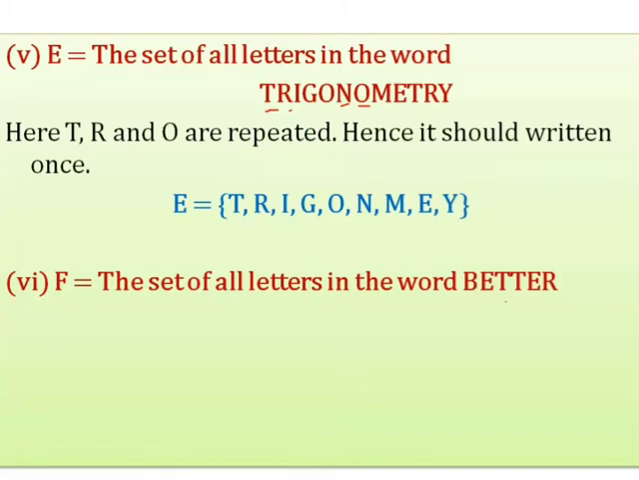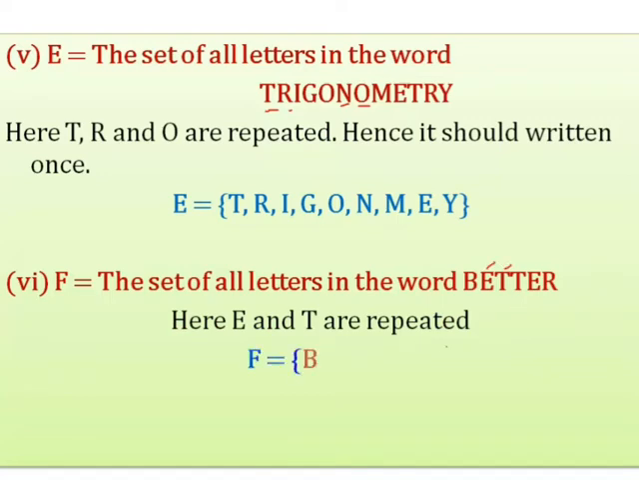The sixth subdivision is the set of all letters in the word better. In this word, E and T are repeated 2 times. So we can write the set F as B, E, T and R. This is the roster form. If an element is repeated twice or thrice, you should write it only once.